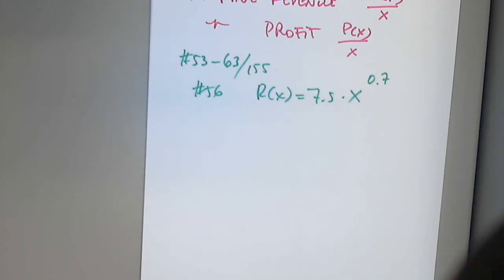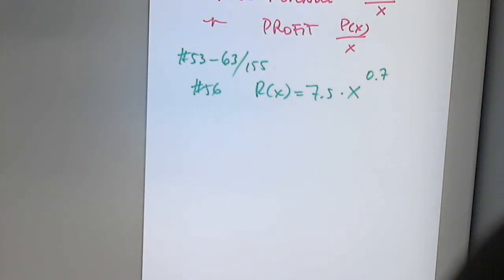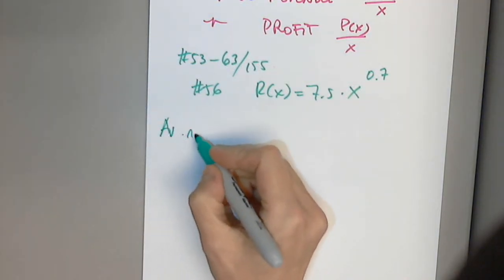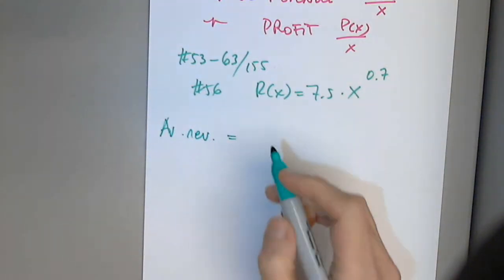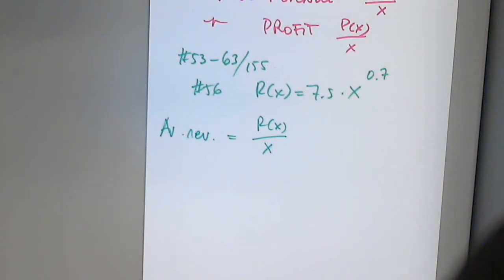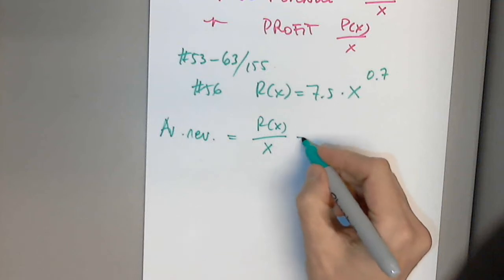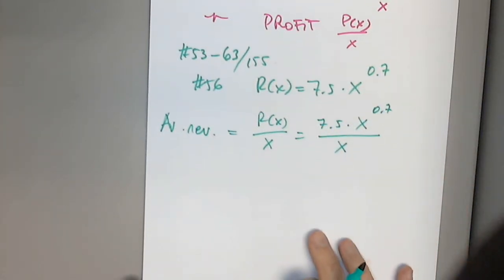Find the rate at which the average revenue is changing when such and such happens. So we're asked to find the rate of change of the average revenue. So what is the average revenue? By definition, this is R of X over X. This is just the average. We're going to get to the rate of change. So the average revenue is 7.5 times X to the 0.7 divided by X.